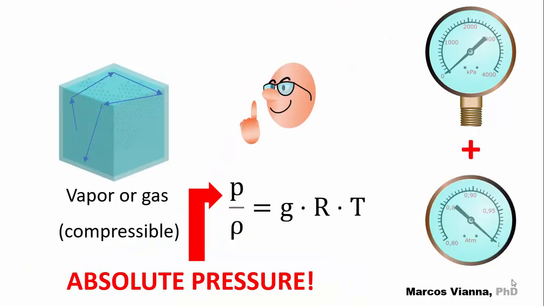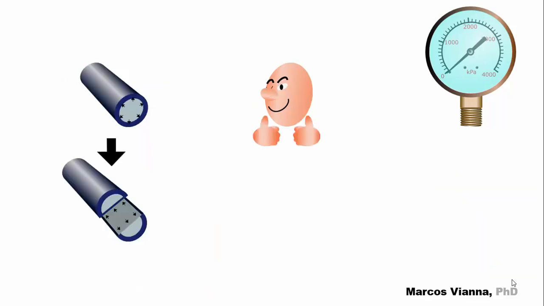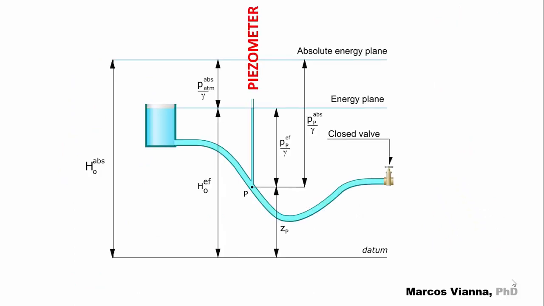When we're dealing with absolute pressures, we emphasize this: the absolute pressure. Especially when we're dealing with gaseous transformations, we must use absolute pressures. It's important to keep this in mind. In this video, we'll see how to measure effective pressures or pressures. When we deal with liquids, the easiest way to do it is using piezometers.